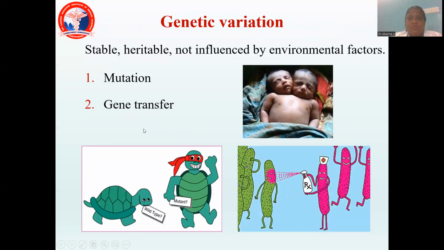And coming to the genotypic, that is genetic variation, we know that it is stable, heritable, and not at all influenced by environmental factors. This genetic variation can occur due to mutations or gene transfer.